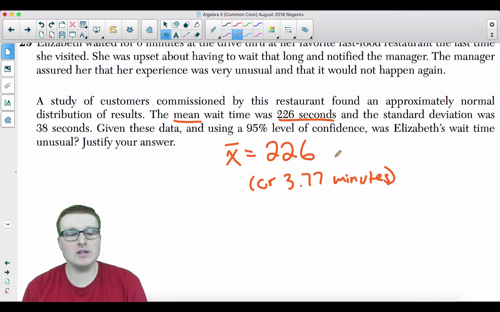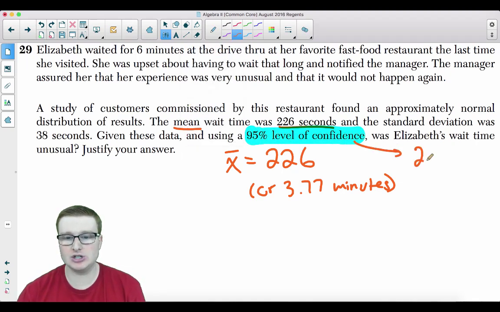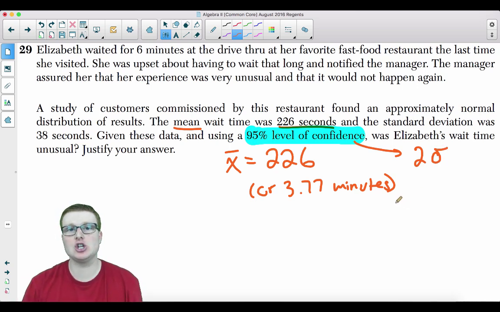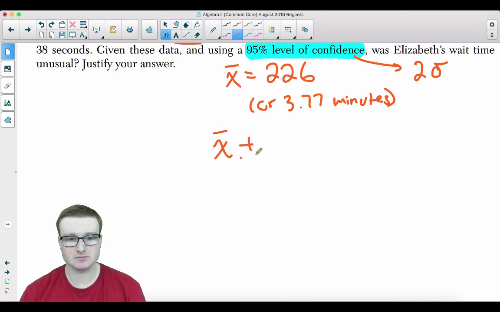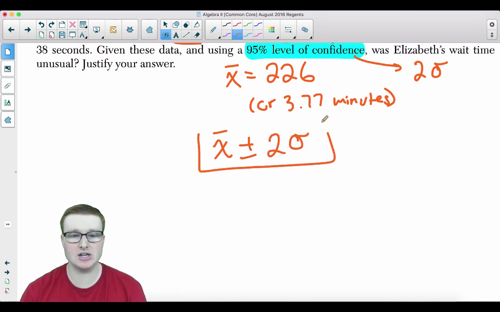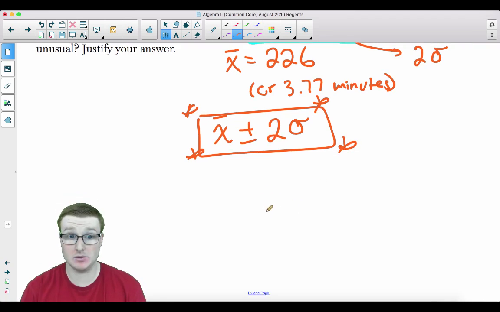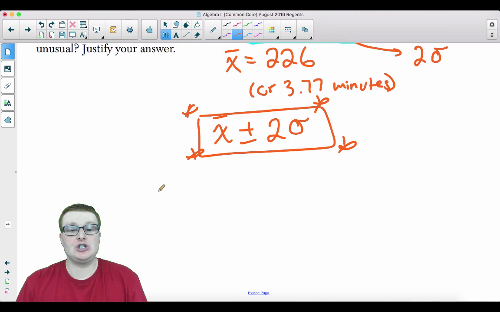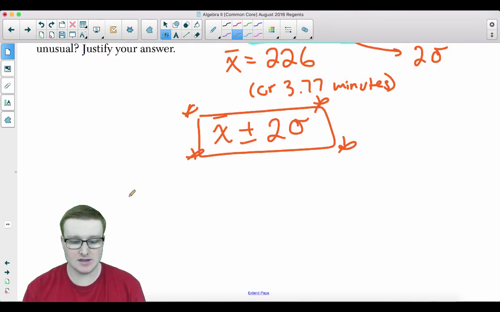So what they want you to understand is this. 95% confidence level means that you're using 2 standard deviations to the left and to the right of the mean. So we're looking for the mean plus or minus 2 standard deviations. That's our goal. That's what we're looking for. Okay? So here we go. To figure out the interval of the 95% confidence level, we need to take the mean.